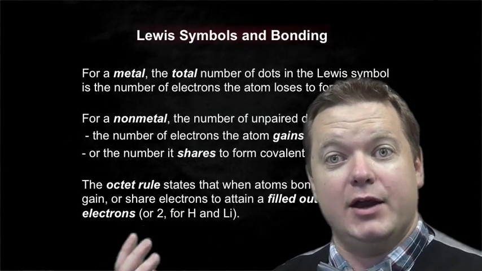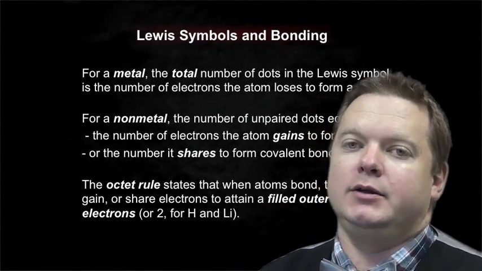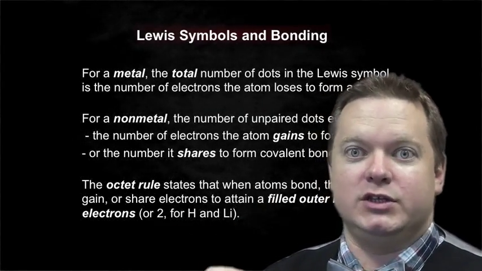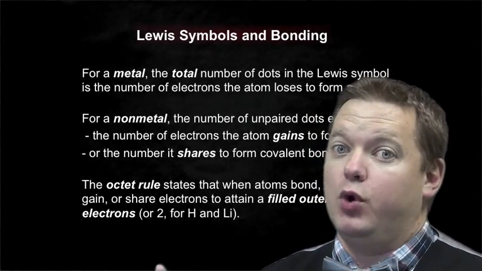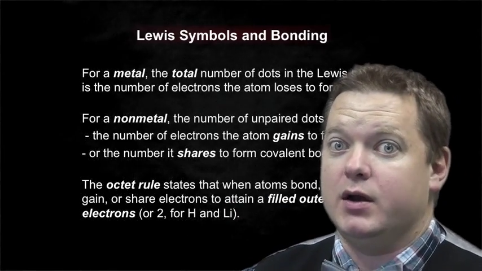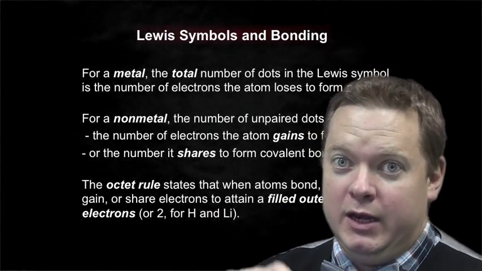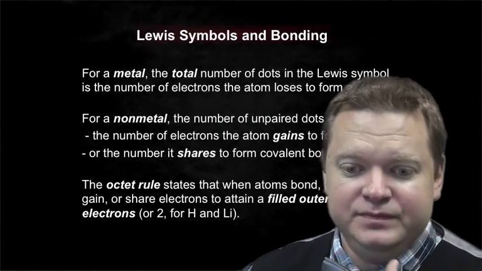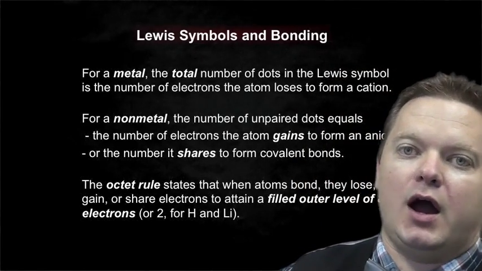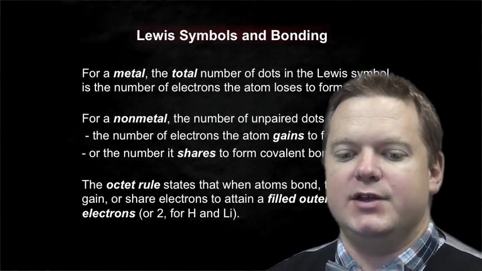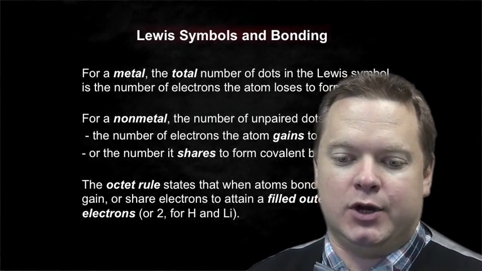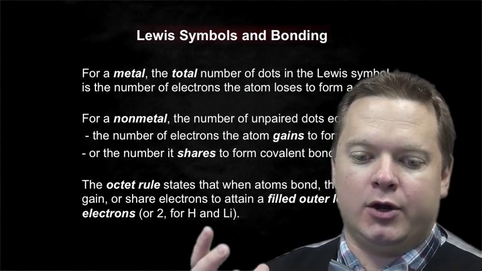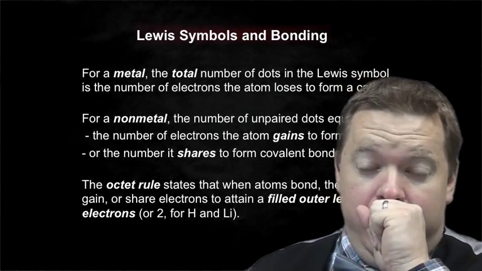So if we look again at nitrogen, there were 3 unpaired dots, 3 unpaired electrons. It can gain 3 electrons to form the 3 minus. If we look at fluorine, it's only going to have 1 unpaired dot, so it needs to gain 1 electron. And this leads us to what we call the octet rule, that states when an atom bonds, they lose or gain electrons or share electrons until they get this filled outer level of 8.